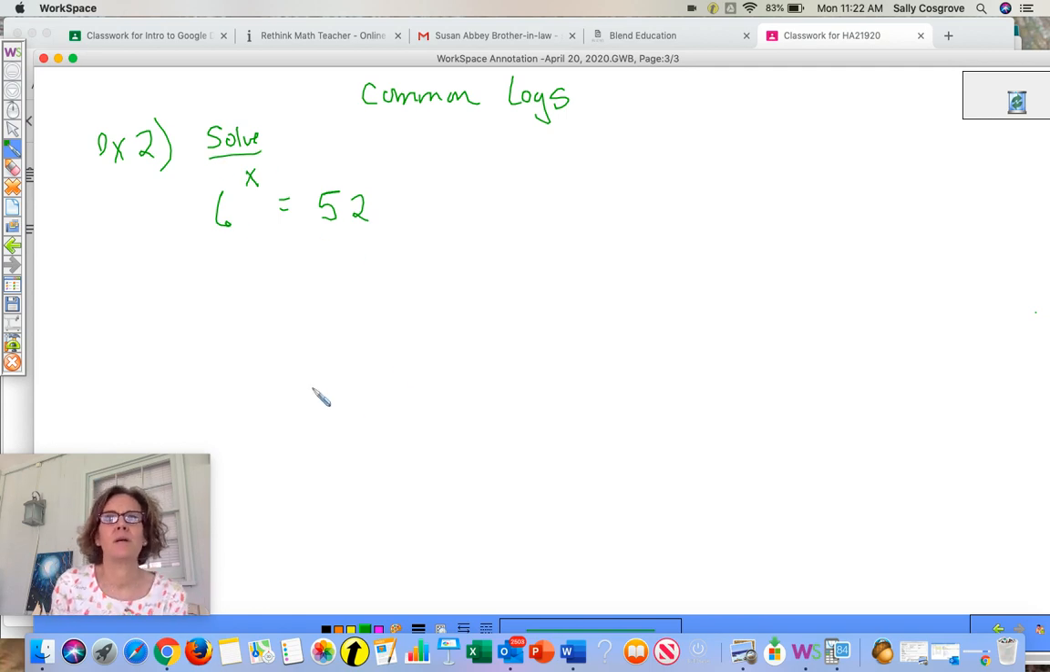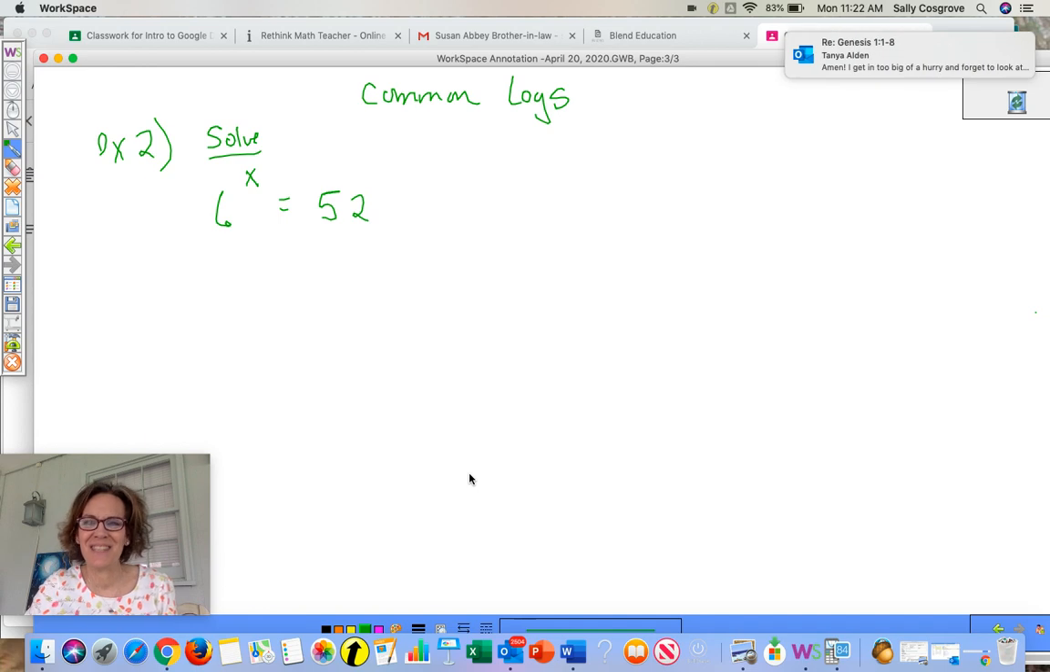Well, we don't know. 6 squared is 36. 6 to the third power is 256, I think. I should know that one. Let's look. 6 to the third, oops, 216. Sorry, error. Anyway, it's a little more than 2, because 52 is closer to 36 than it is to 216.